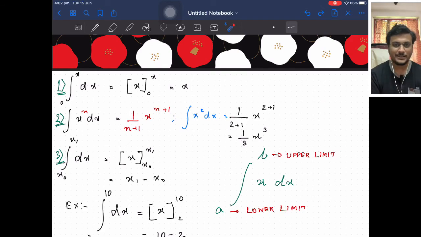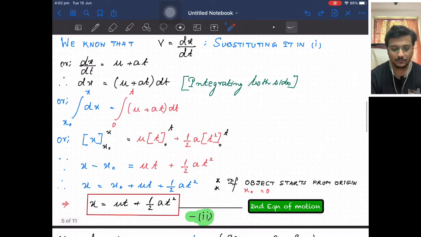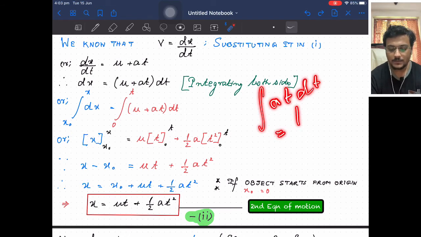But the problem, my dear friend, is that here is a limit. Here comes the case of limits again. So integration of, let's check it out once again. Integration of at dt simply gives us half at square. But again, the integration is between the lower limit 0 and the upper limit t. So how can we write it? We know that integration of at dt equals half at square. That's totally fine and that's 100% correct.